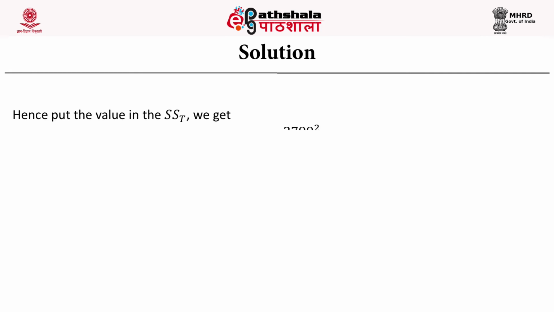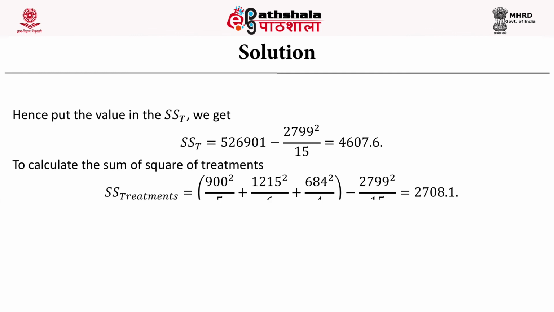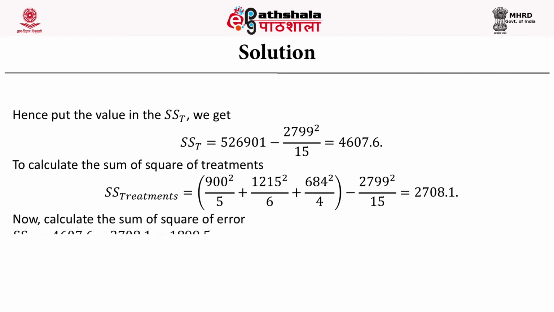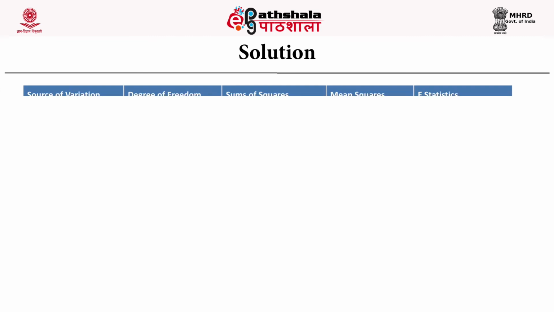4607.6. To calculate the sum of squares of treatment, we take the sum of the scores of the Indian team against Australia, Sri Lanka and the other team, take the square of the sum and divide by the number of matches played by the Indian team against them. It comes out to be 2708.1. Now calculate the sum of squares of error, which is 4607.6 minus 2708.1, and it comes out to be 1899.5.